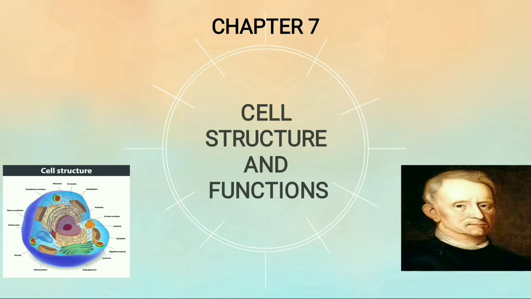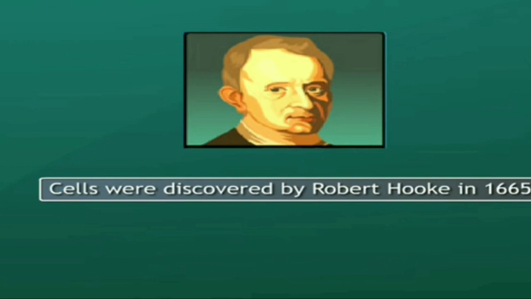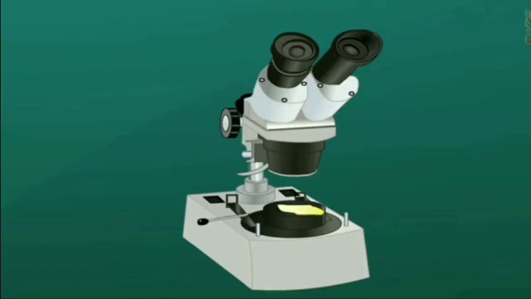As you can see, here is the figure. This is the basic structure of a cell. And you can see on the right side, that is the scientist Robert Hooke. He has a major contribution in the discovery of cell structure. So cells were discovered by Robert Hooke in 1665. Robert Hooke invented a simple microscope.